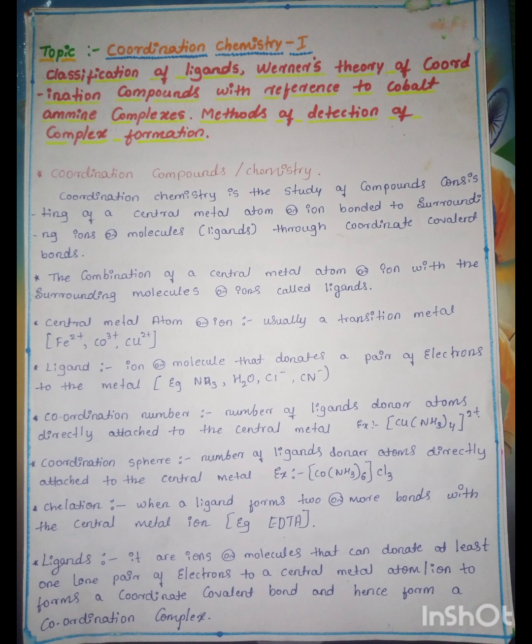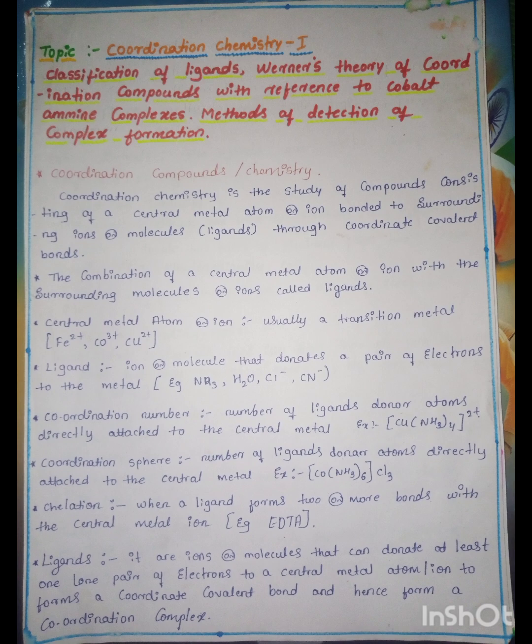Coordination chemistry is the study of compounds consisting of a central metal atom or ion bonded to surrounding ions or molecules through coordinate covalent bonds. The combination of central metal atom or ion with the surrounding molecules or ions is called ligands. The central metal atom or ion is usually a transition metal. Ligands are molecules that donate a pair of electrons to the metal.